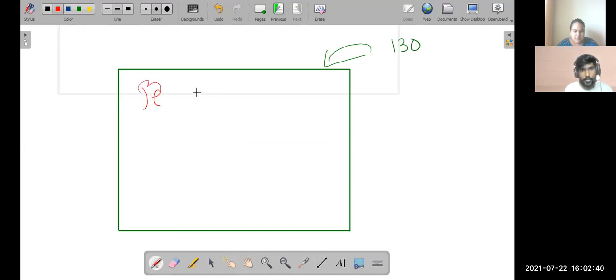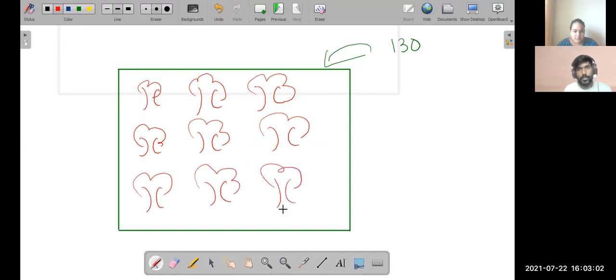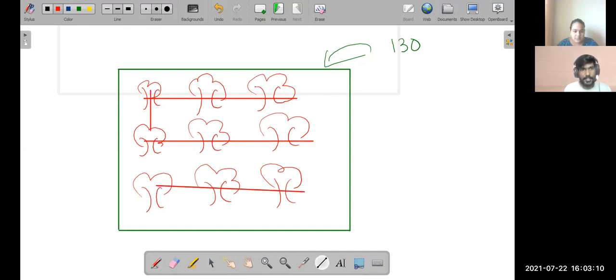So trees in rows. I'm just drawing 3 just for you to understand. See, these are rows like this. Sleeping lines are called rows, and these are columns. Up to here, is it fine? Yes.